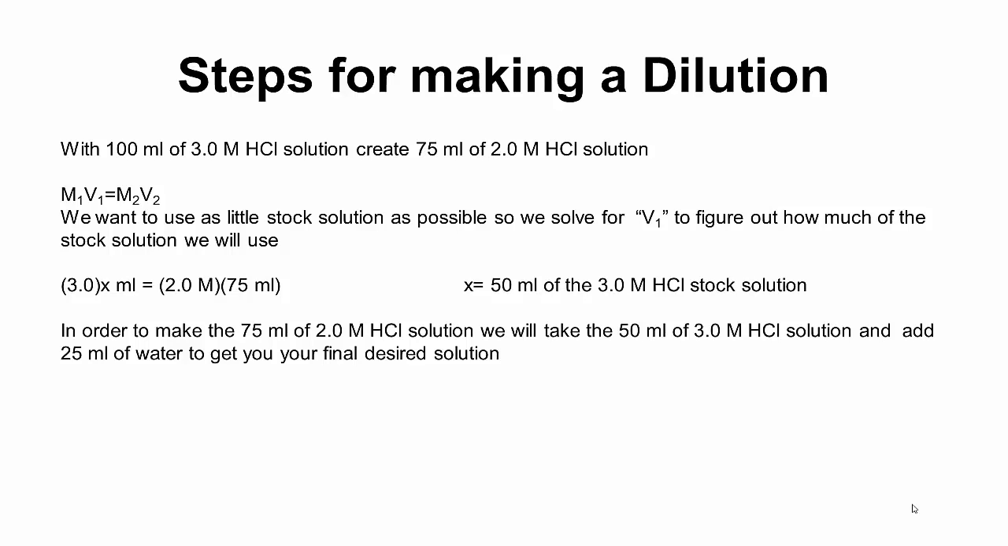So in M1V1 equals M2V2, you plug in 3 molar for M1, X for V1, 2 molar for M2, and 75 milliliters for V2. By solving for X, you find that you need 50 milliliters of the 3.0 molar hydrochloric acid stock solution. You then add 25 milliliters of water and mix thoroughly to get your final desired solution.